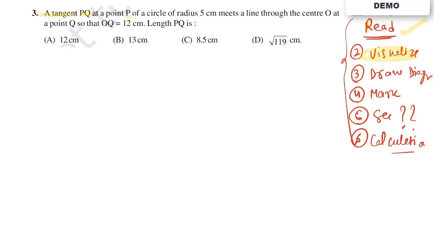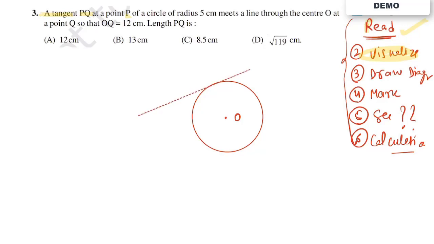If you haven't been able to visualize in your brain, now I'm going to draw a diagram. So this is a circle, and this is center O. So we will be marking center O. Then a tangent PQ at point P of a circle of radius 5 cm meets a line through the center O at a point Q. It is basically saying that we have a tangent, and that tangent is meeting a line from center at point Q. So let me draw a tangent for you.